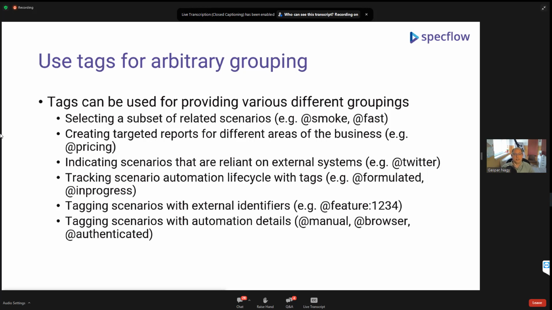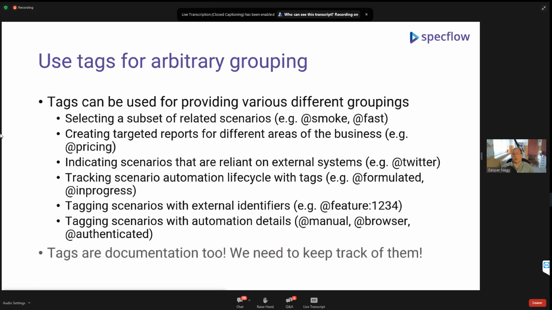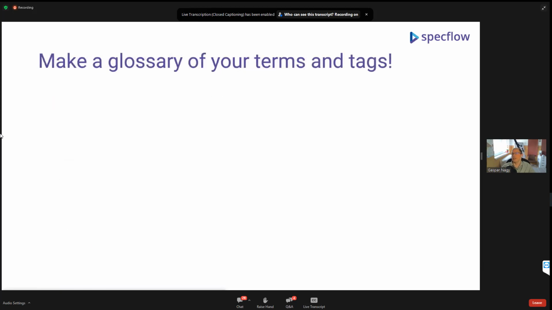But the important thing is that the tags should also be documented. If you are just randomly coming up with tag names, then nobody will ever remember what you wanted to say with authenticated, and what pricing really means, or what fast means, and when I should use the fast tag. And for that, there is no magical solution. The good old glossary can help you with that.